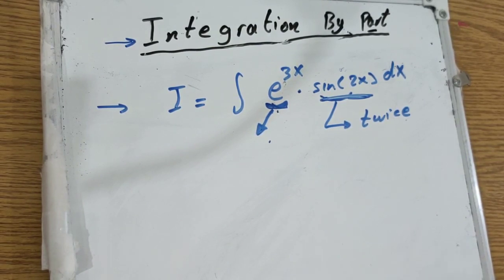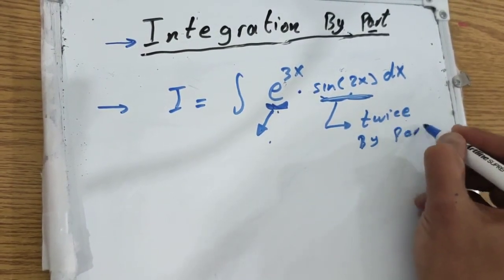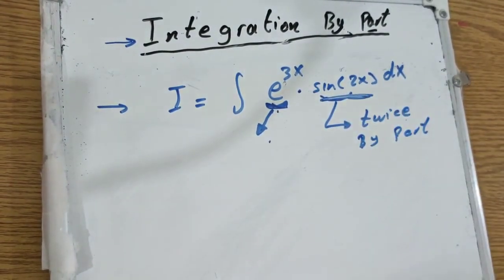So if we do by parts twice, we expect that this integration will return to its original form, or rotate to its original form again. So in this case, we can call this integration a rotation integration. Rotation here means that this integration will return to the same form after performing integration by parts many times.